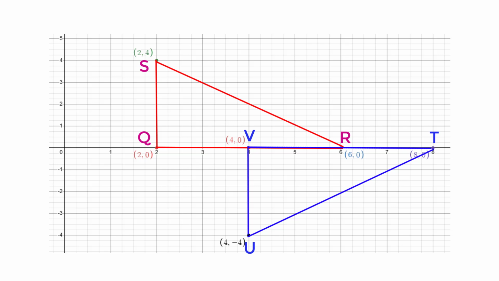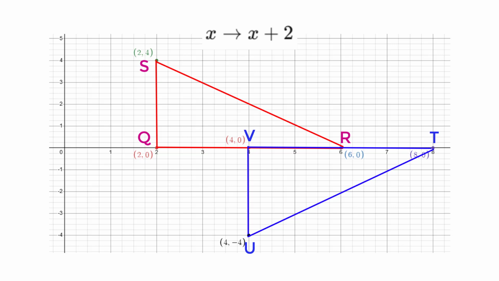So we're looking for a rule like (x, y) transforms to (new x, new y), which means the x and y coordinates are transformed to new x and y coordinates after the transformation. That takes every point from triangle QRS and moves it onto triangle VTU. Let's start with point Q, (2, 0). We want it to land on V, (4, 0). Ask yourself, what do I need to do to 2 to get 4? We add 2. So this tells us the transformation includes x transforms to x plus 2.